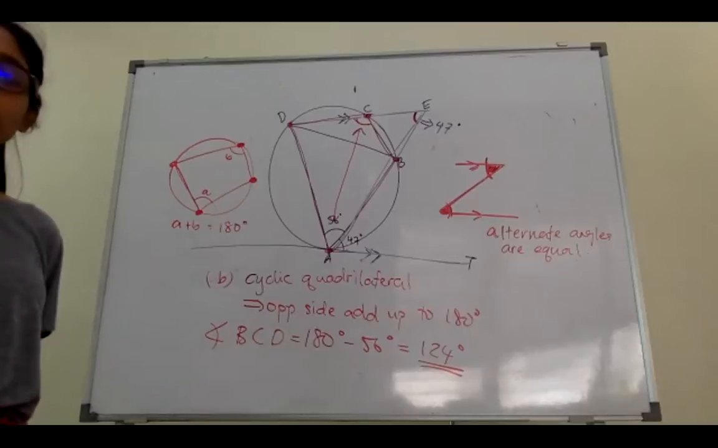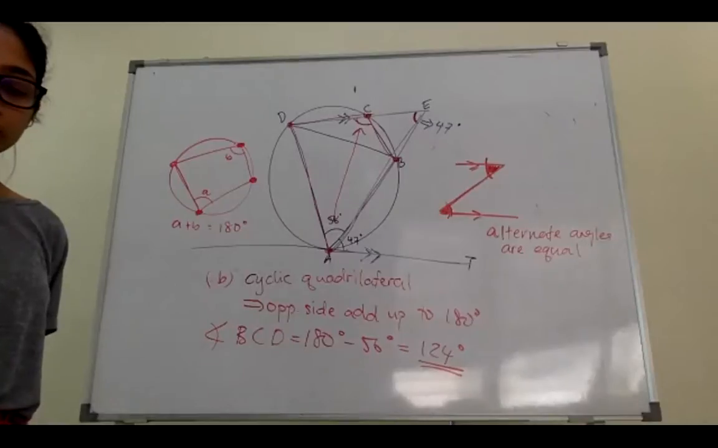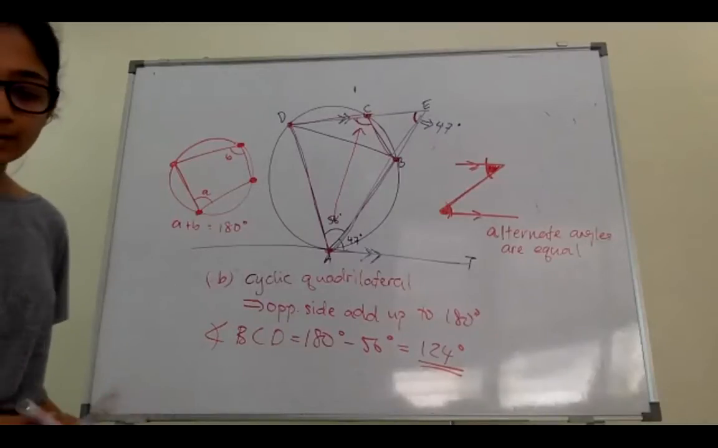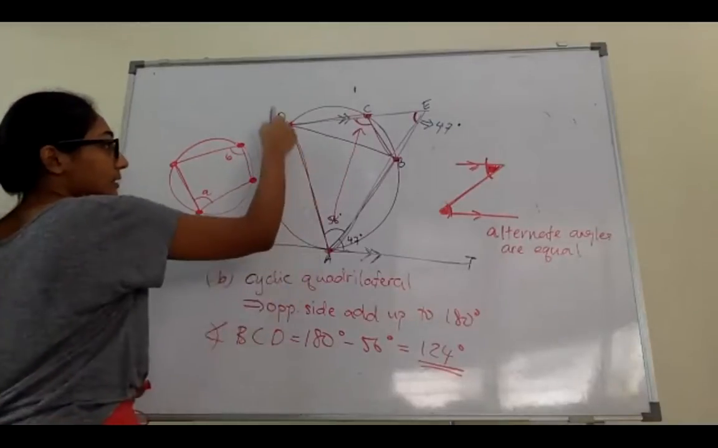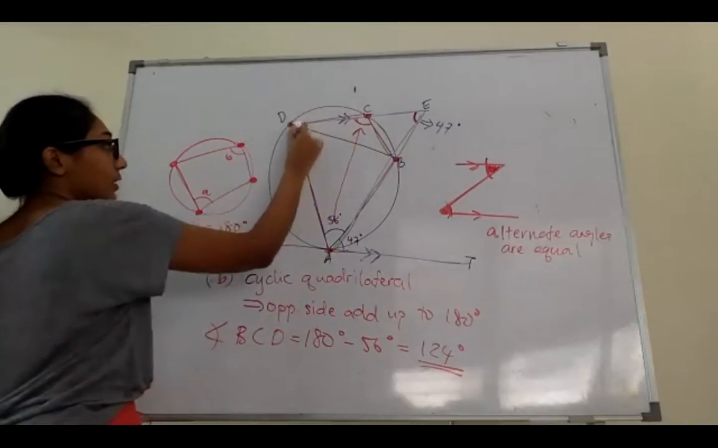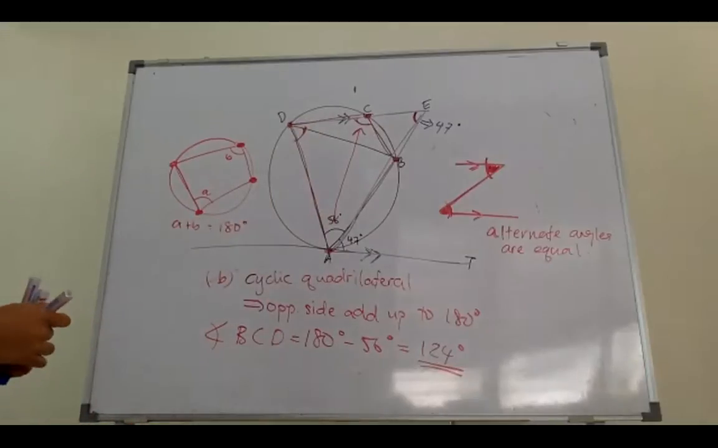Okay, all okay so far? Yes, sir. Okay, next, find the size of angle ADB. So this one. I got 47, sir. Okay, how did you get 47? The angle between a tangent and a chord is equal to the angles in the alternate segment.